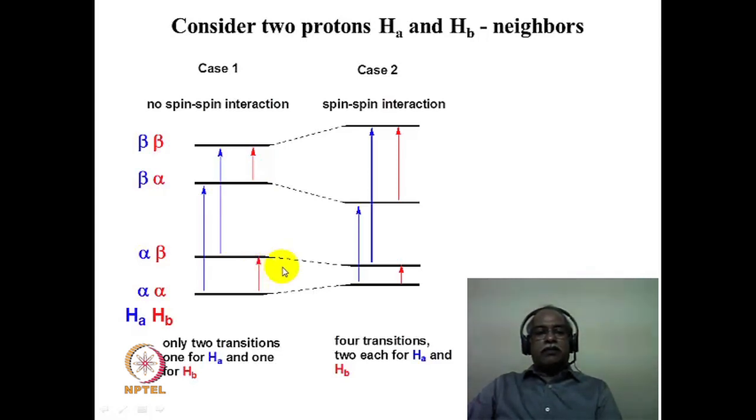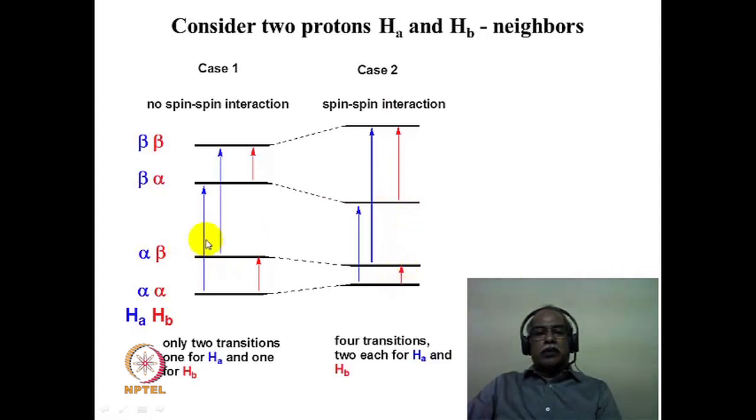Suppose these two hydrogens are interacting in terms of spin-spin interaction. In other words, the induced magnetic field created by one hydrogen is felt by the other hydrogen. Then it is possible that you have differences in the energy between the alpha and beta states. For example, the alpha alpha and the beta beta states go up in energy, and the alpha beta and the beta alpha states come down in energy, making these two blue transitions unequal, and similarly the two red transitions also unequal.